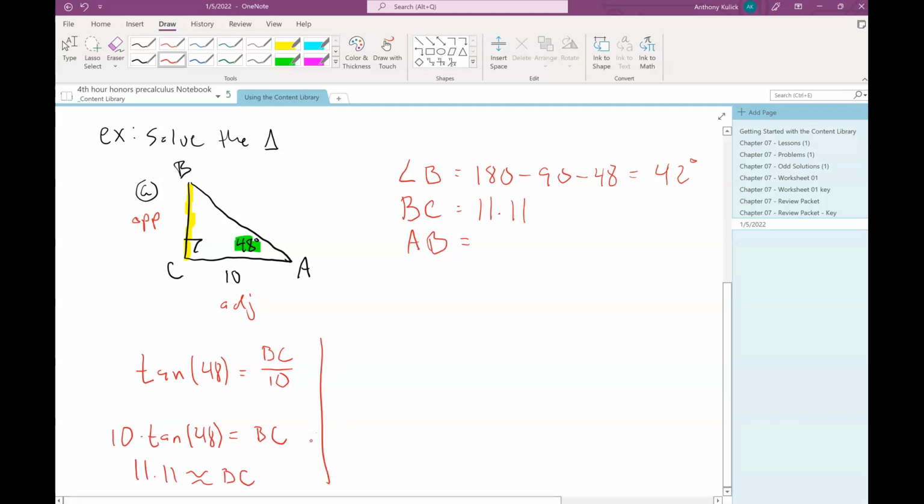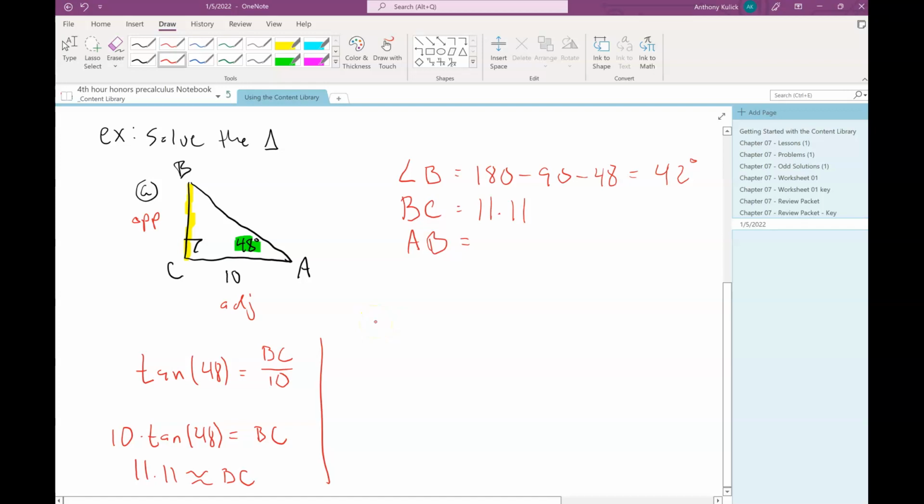Okay. How do you want to find AB? There's really two good ways to do this, Paul. One of them is the Pythagorean Theorem. So what equation would I write to find AB then? A squared plus B squared.